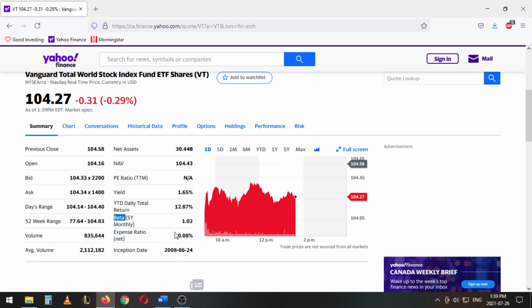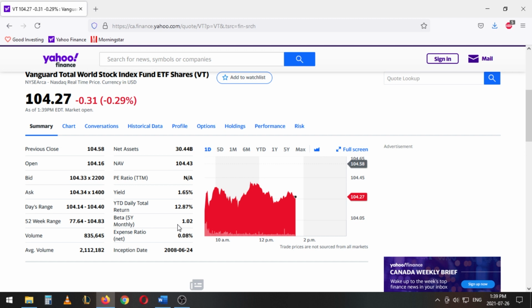Beta, this is a measure of risk. So this is a measure of volatility. Most of these ETFs, I would expect to have a beta right around 1. If it's a beta of 1, this means that it is as volatile as the broad market, which obviously this one is the broad market, so it should be as volatile.